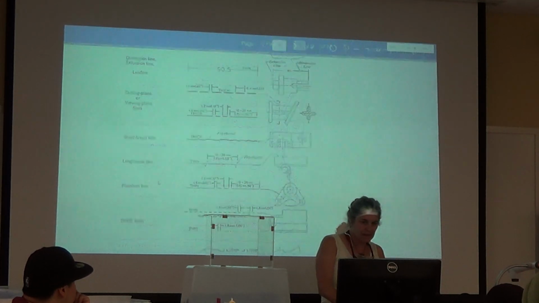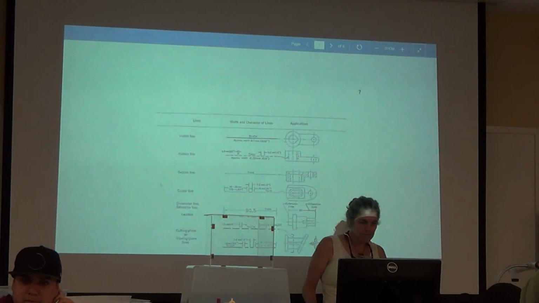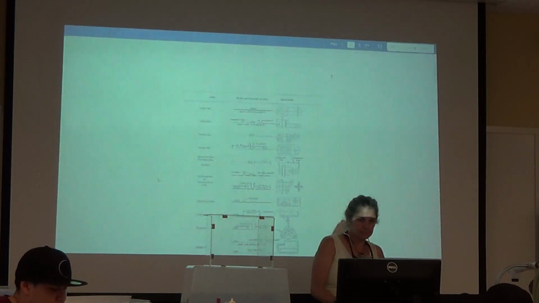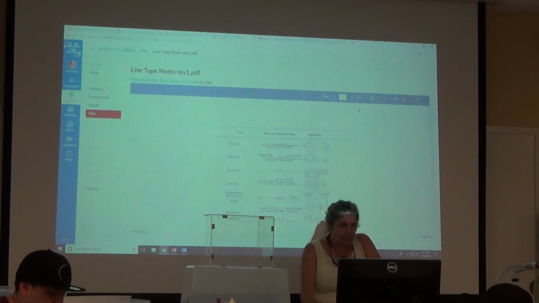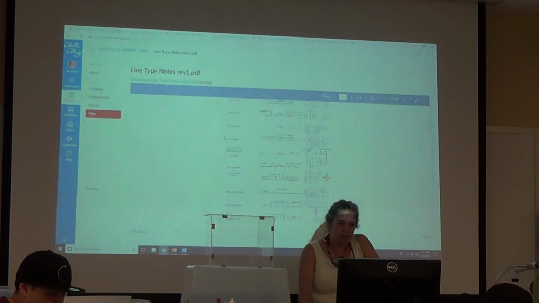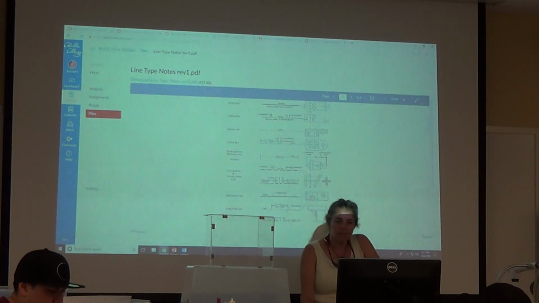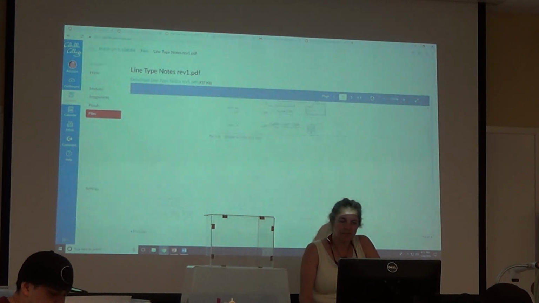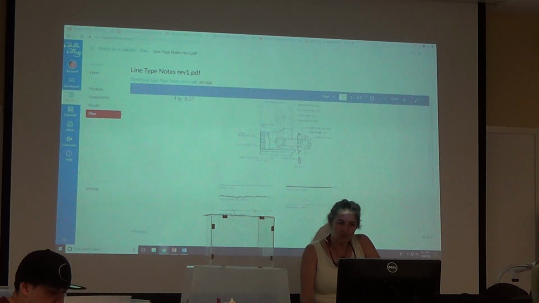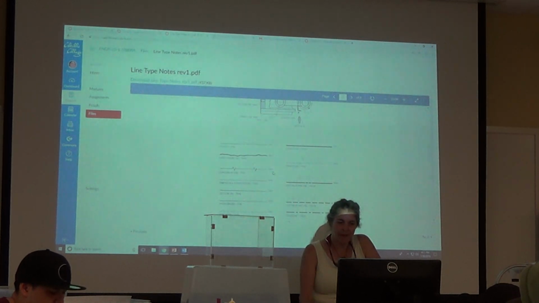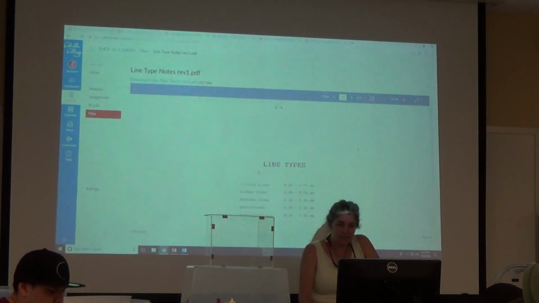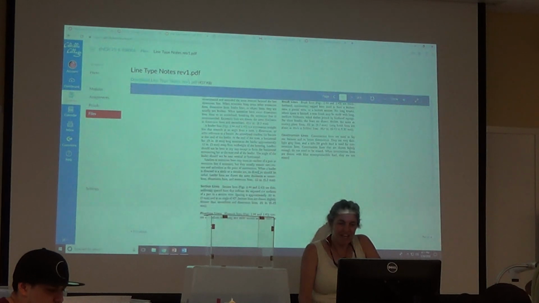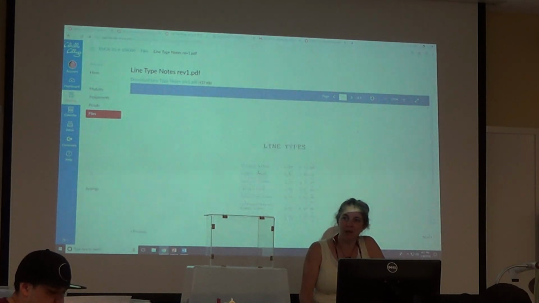So let me go back. How do I get back to, there? In this line type notes, there's a number of sheets here, and it all has the same information, it's just giving you different examples of lines. Here's another one, they're showing you a picture that uses those lines and labeling it. And then here's the information about those lines. Then here again, so I have 3 sheets, 4 sheets, 5 sheets, 6 sheets. So I have 6 sheets here of information about lines.